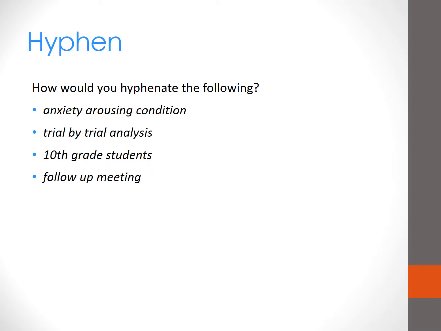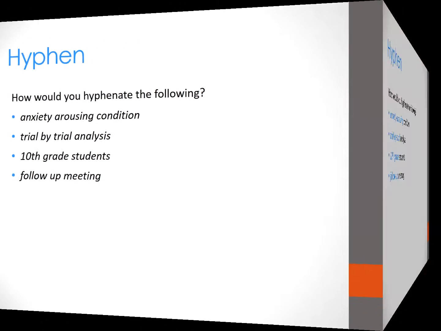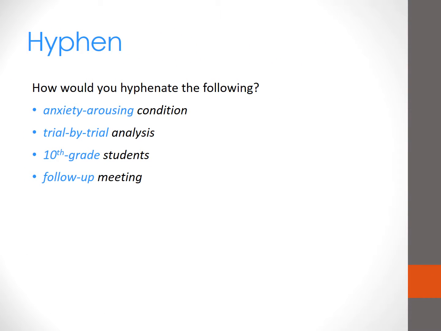Hyphens. The trend in English is to use fewer hyphens, but we would hyphenate two- or three-part adjectives. So how would you hyphenate these phrases? Anxiety-arousing, that's a two-part adjective, so that would be hyphenated. Trial-by-trial, three-part adjective. 10th-grade students, and follow-up meeting. Follow-up is an adjective, a two-part adjective describing what kind of meeting it is. However, if you were to follow up with someone after the meeting, you would not hyphenate it.